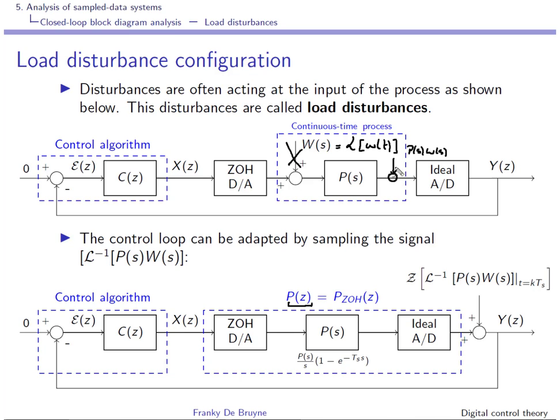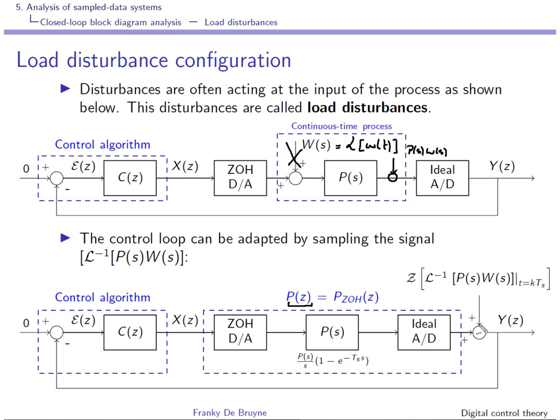W(s), right? And then you take it outside of this box here where you have digital to analog conversion and analog to digital conversion, and you can do this by taking the inverse Laplace transform, evaluating at t equal to kTs, and then taking the z transform. And what you have done here is take this input load disturbance and bring it to the output, where it is modeled as an output disturbance.